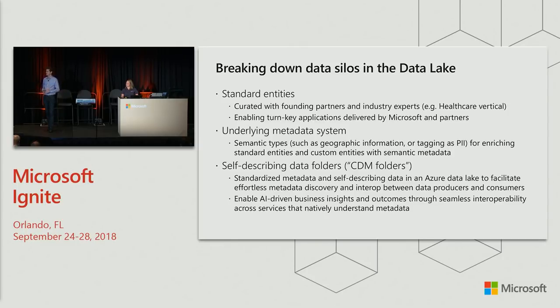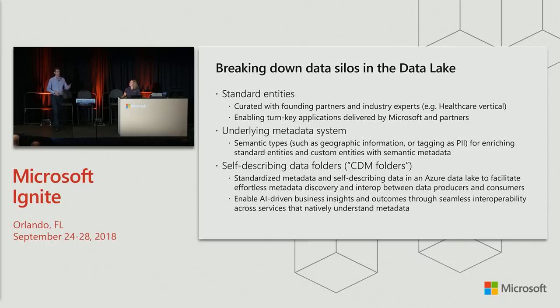We have an underlying metadata system that is really about describing semantic information. This could be simple examples, like this particular field may be geographic information, that it's really a city and not just simply a string. And then products can automatically derive behaviors from knowing this particular field is not just simply a string, but actually city information.